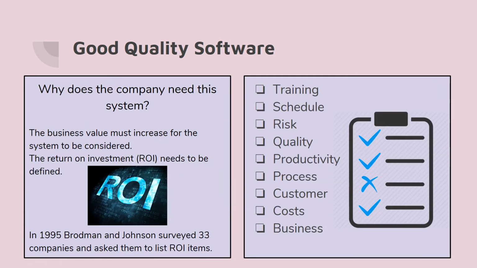Why does the company need this software? If it is not really needed, then there's no need to implement it. The business value must increase for it to even be considered. The business industry defines ROI one way, and the software industry defines it quite differently. In '95, these guys surveyed these companies and asked them to list some ROI items, and there they are.